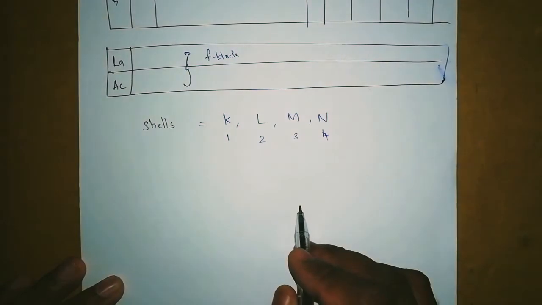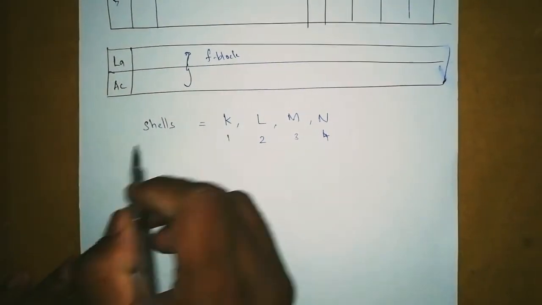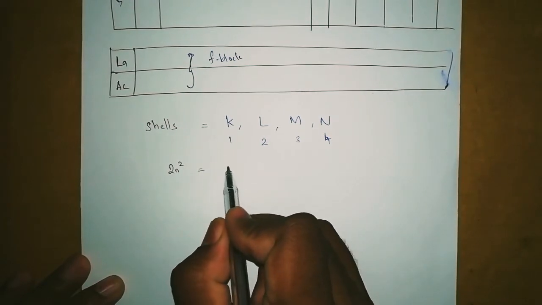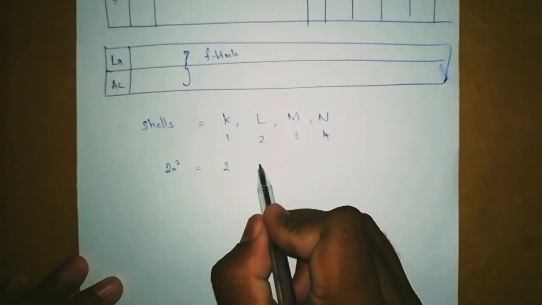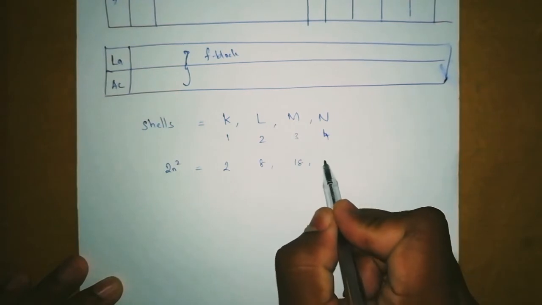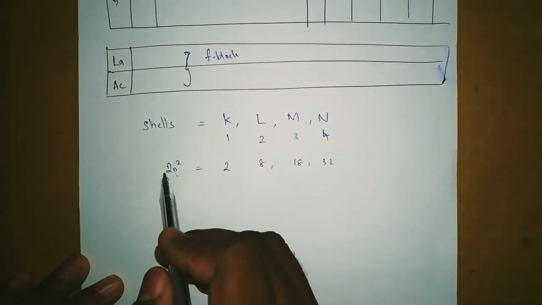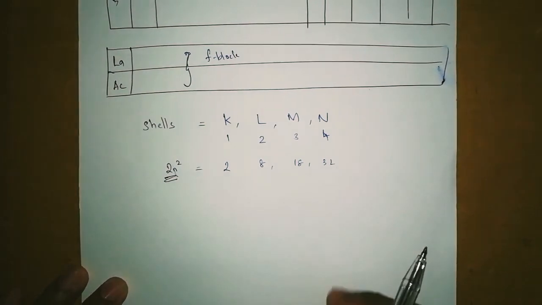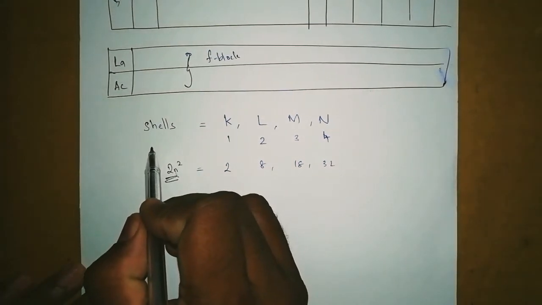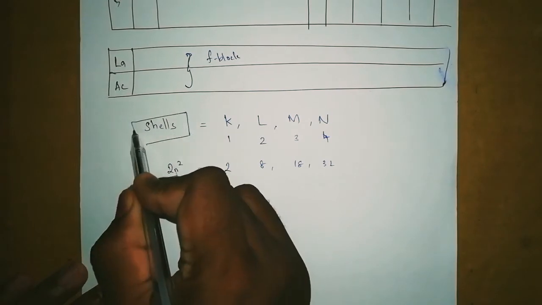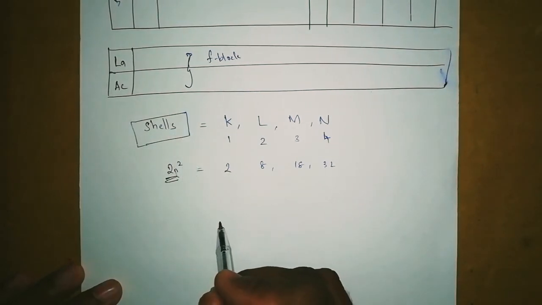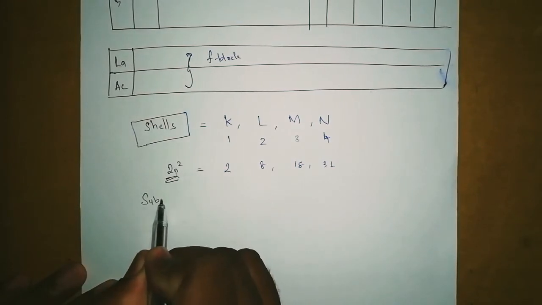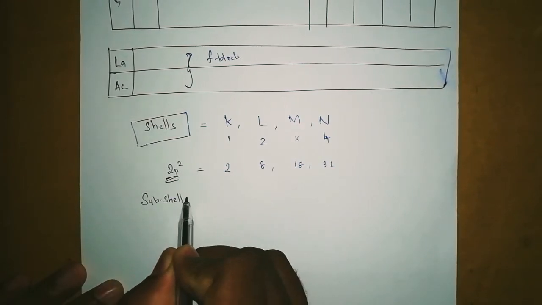And also we learned one more thing: using the formula 2n², the K shell could occupy 2 electrons, L can occupy 8, and then 18, 32, it goes on like that using this formula. But we are not going to learn this in our higher classes. Instead of shells, we have subshells present inside the shell.